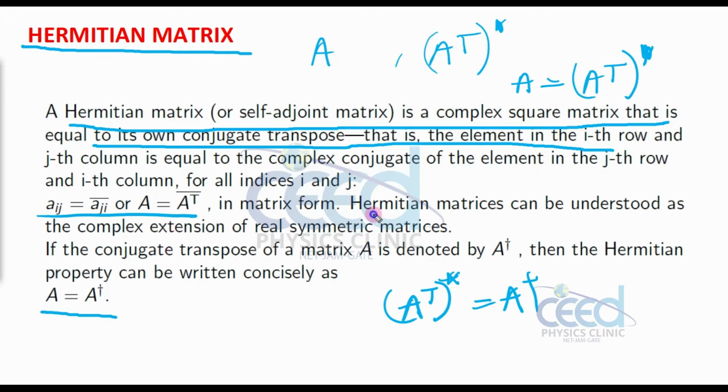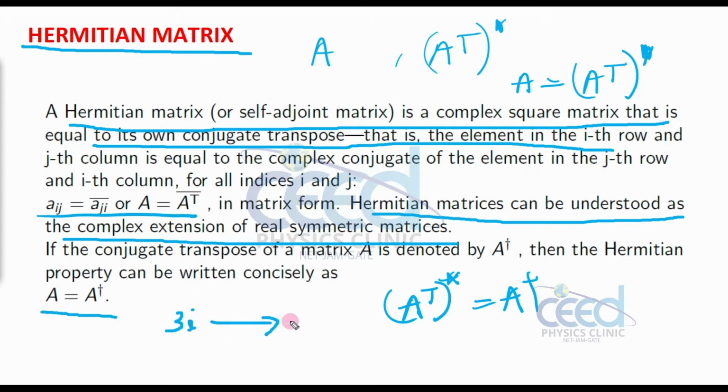This matrix can also be understood as the complex extension of real symmetric matrices. It is a complex matrix, right? It has the complex number i. So the conjugate is taken for i: suppose you have an element 3i, when you take the conjugate this will turn into minus 3i. So this matrix is all about the complex extension of real symmetric matrices.